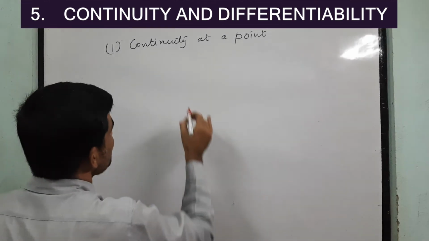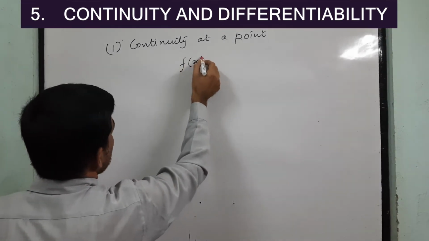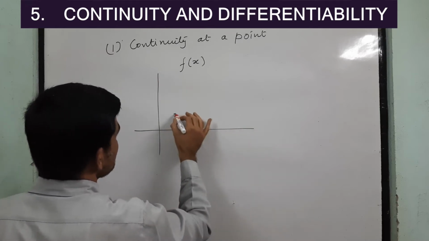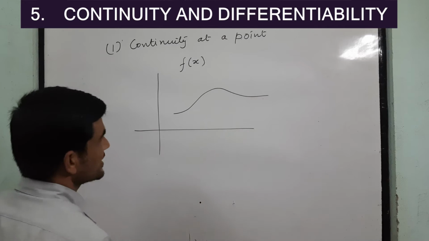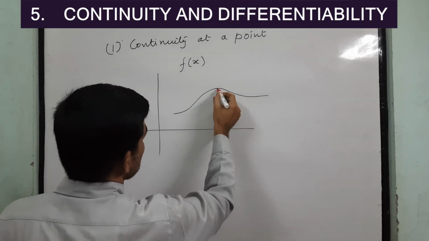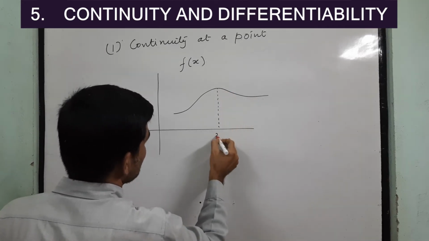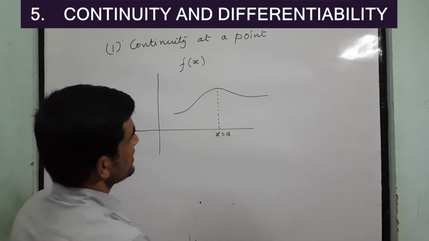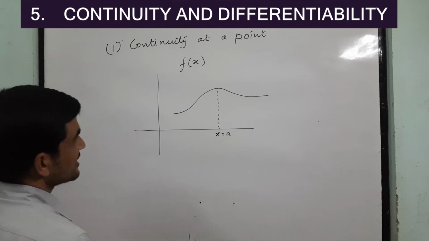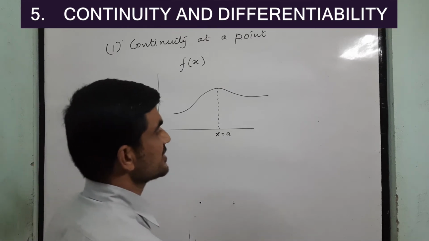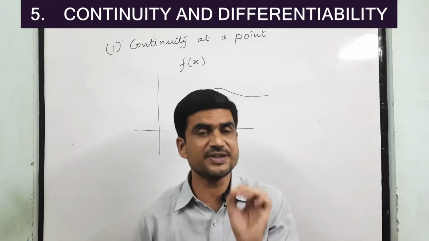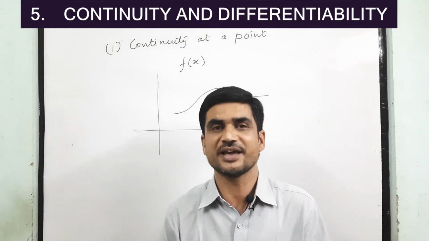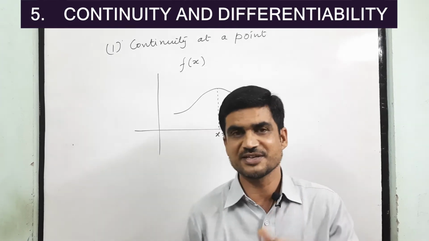So we have a function. If you represent it graphically, say this is a function and graphically it is clear it is continuous. At a certain point, I am taking x equal to a, at x equal to a the function is continuous. So how do we show it mathematically? There are some conditions. If the function fulfills those conditions, then we will say the function is continuous at the point a. So what are those conditions? We will see one by one.